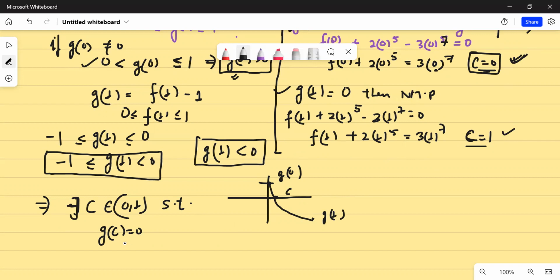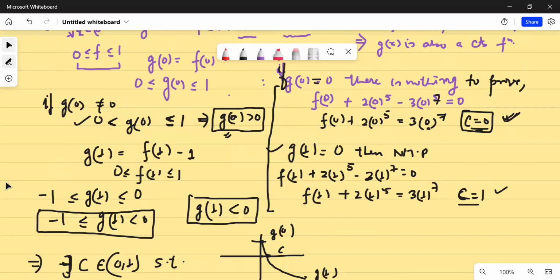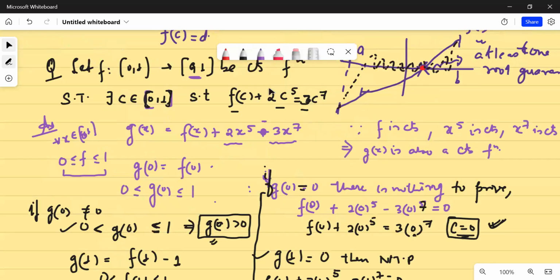And if not, then GC would be 0, where C lies between 0 and 1, right? And if GC is equal to 0, that implies what? It implies FC plus 2C to the power 5 minus 3C to the power 7 would be 0. Or in other words, FC plus 2C to the power 5 would be equal to 3C to the power 7, where C lies between 0 and 1. Is that clear? This used to be asked. Is that clear or not?